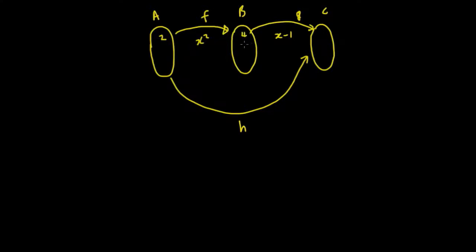So now we're at point B, we're at 4, and to get from B to C we do x minus 1, so it's 4 minus 1, which gives us a value of 3. So to get from A to C we go 2 to 4 to 3, and we go through both these functions. But what we want to do is find a function h that allows us to just go from this point to this point, so it's equivalent to doing both of these.